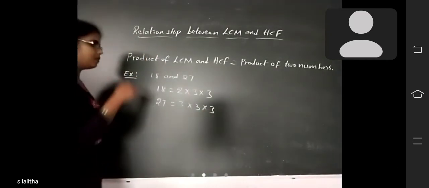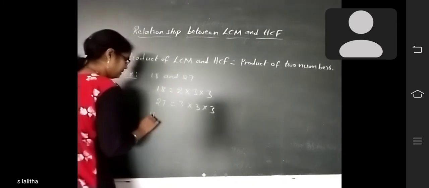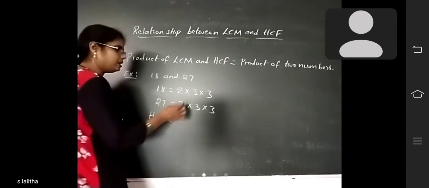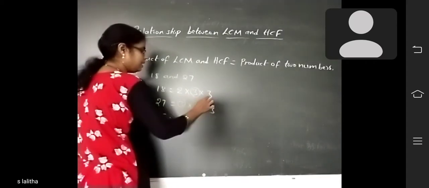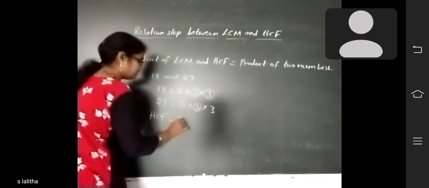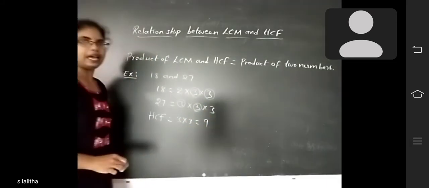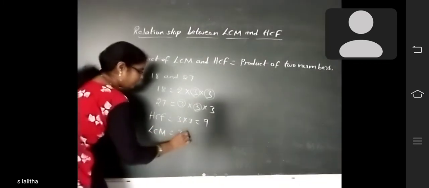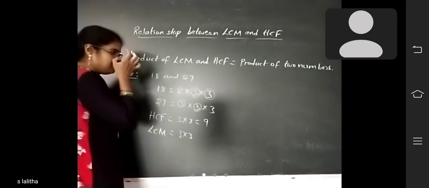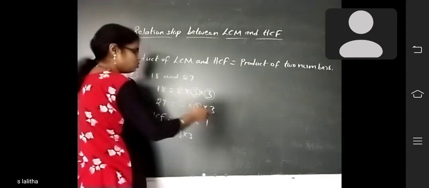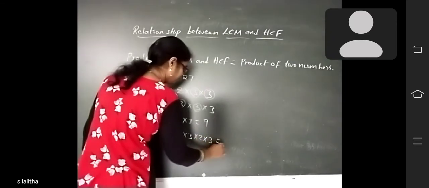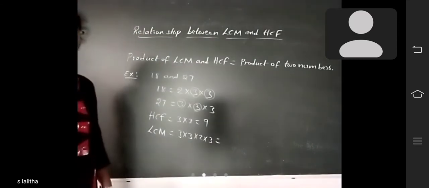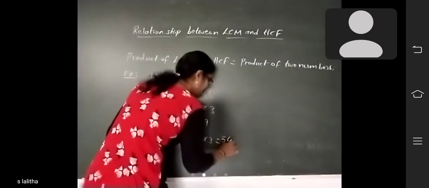Okay, now find the HCF. HCF means you have to write only common factors. What are the common factors here? 3, 3. So HCF is equal to 3 into 3, how much? 9. And LCM. What is the LCM? First write common factors and remaining factors. What are those? 2 into 3. 3, 3 is 9. 9, 2 is 18. 18, 3 is how much? 18, 3 is 54.